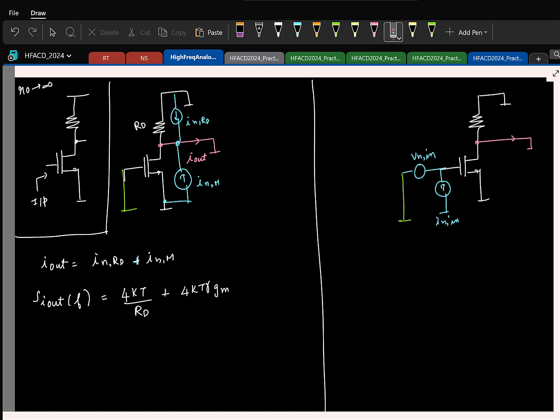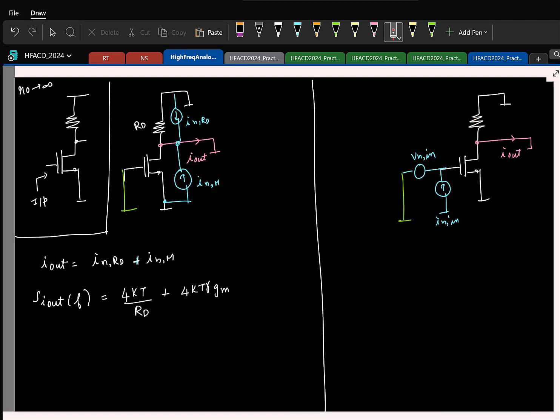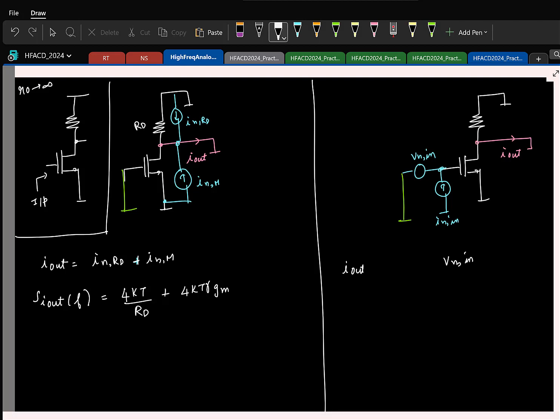Next we have to find the same thing in our noise model. So here if I call this I out, I just need to find the transfer function from this voltage noise to the short circuit current. And what do you think the transfer function is? Basically, if I were to find I out, it's minus GM. GMR, no, it's just GM.